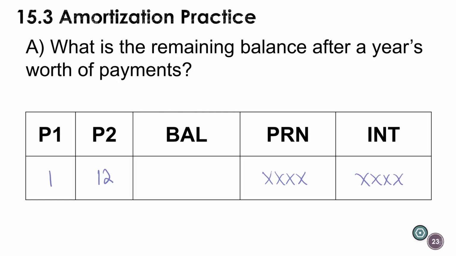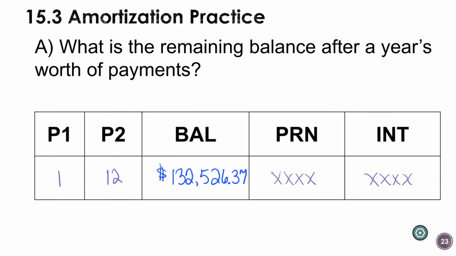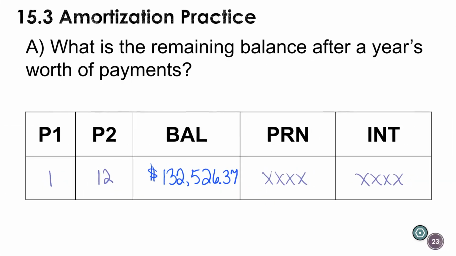And then we're looking at our balance. And so this is the one that we're scrolling to, okay? And so when you find it, you're going to have a balance of $132,526.37. Now, remember, this mortgage started at $134,500, and now we're down to $132,526. And so remember to scroll to find this.